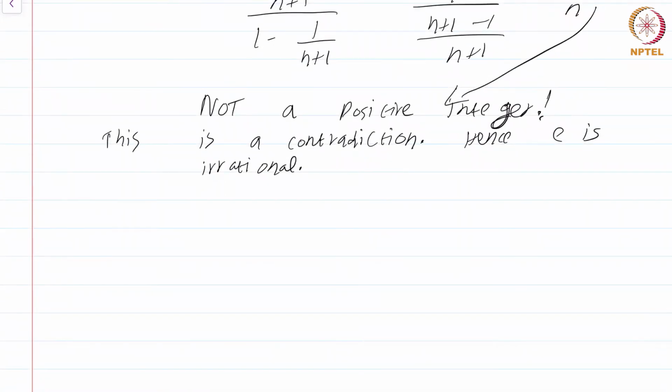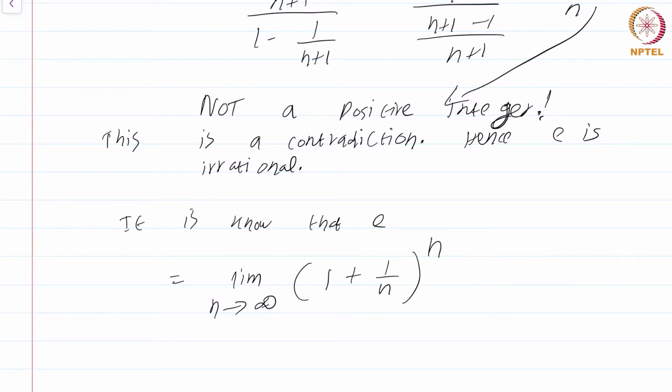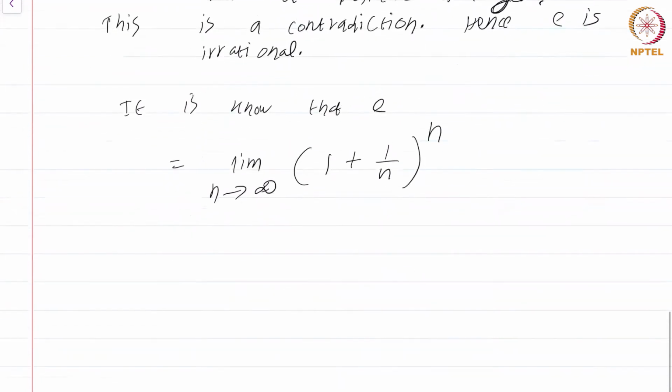Now let's relate e to another limit that you are familiar with. You are probably familiar with, I must add. It is known that e can also be defined as the limit n going to infinity of 1 plus 1 by n the whole power n. Okay, so e is also equal to this limit. Why is that? Why is the series that we have defined also equal to this limit?